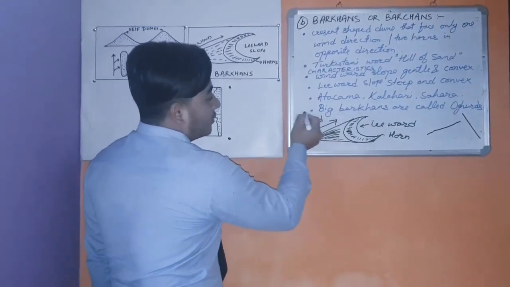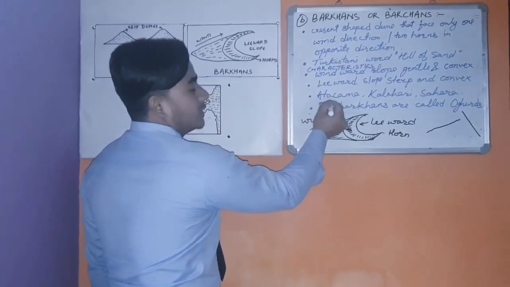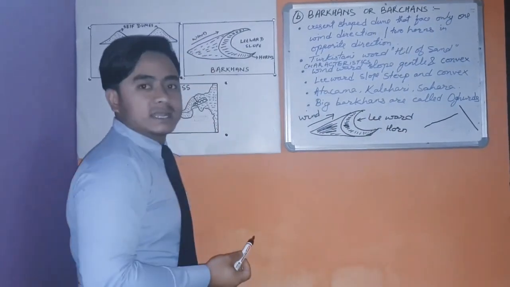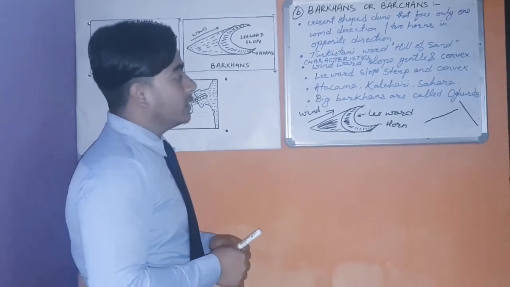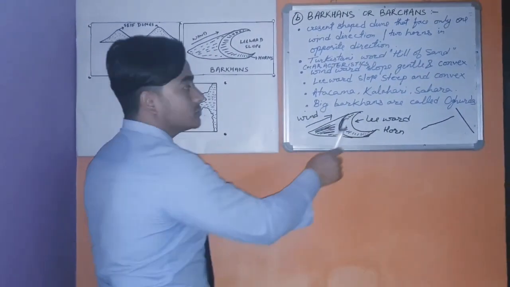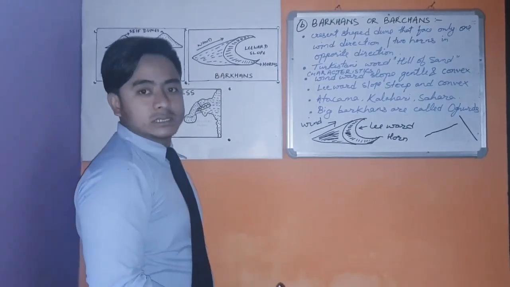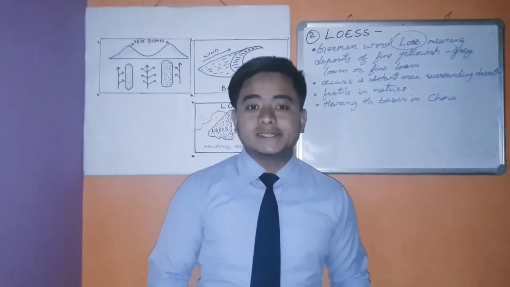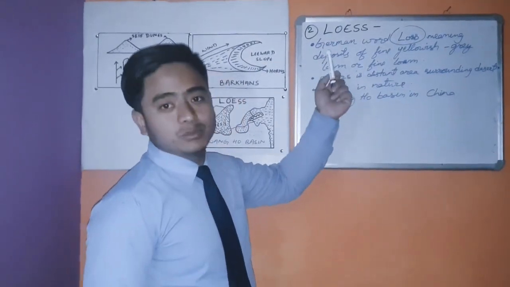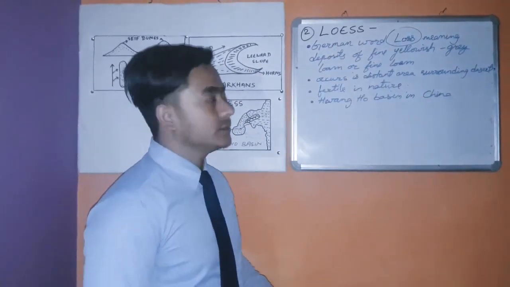And this type of Barkhan is usually found in the Atacama Desert, Kalahari Desert and Sahara Desert. Sometimes big Barkhans are also called ogres. So now let's discuss the second landform formed by wind deposition, that is Loess.